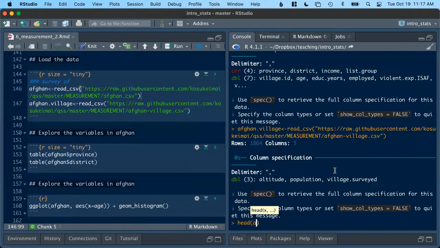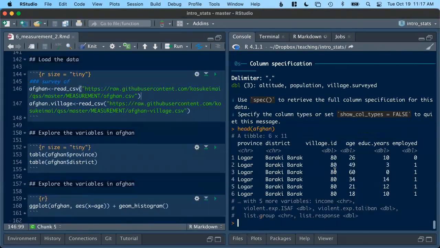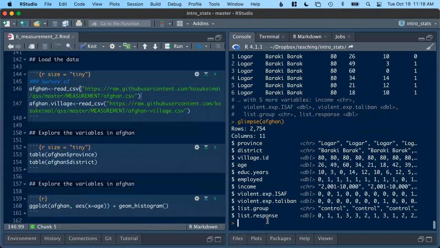We have 2 data sets that we're going to look at. Afghan is the individual survey responses. I'll use glimpse just so we can see it a little more clearly here. So here we have our variables: province, district, village, ID. So we have a stratified sample, stratified by province, district, and village. So we're going to have a survey where we randomly select, well, no, I think they deliberately select provinces based on exposure to conflict, but then randomly sample districts within those provinces and randomly sample villages within the districts.